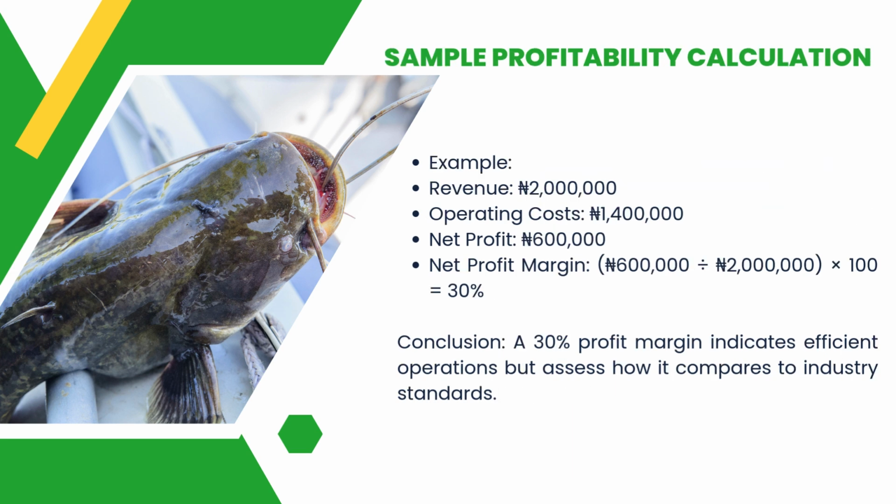Now, a sample of a profitability calculation is, for example, all the fish you sold was 2 million naira. But by the time you calculate the cost of the medicine, the feed, the fingerlings, the water, and everything, it was 1.4 million. It means that your profit was actually 600,000. Now, if your profit is 600,000, how much percent is that? It means that what you made is actually 30% profit, and 30% profit margin is a good margin to start. It's always good to keep your profit margin minimum at 20%. And you can keep your maximum at whatever you like.